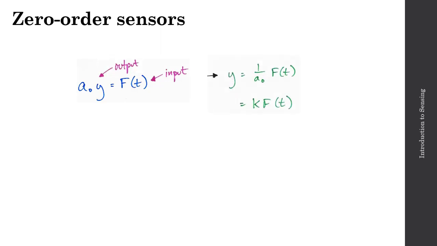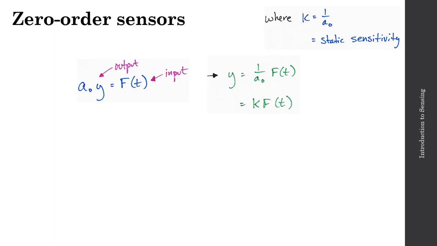Let's take a look at zero order sensors. A zero order sensor can be described by the following equation. So a naught, a sub 0 times y is equal to capital F of t. And here f of t is my input and y is my output. So I can rewrite this equation such that y is now equal to 1 over a naught times f of t, where I can think of 1 over a naught effectively as the sensitivity. So I can rewrite this as y equals k times f. And so k then is 1 over a naught, and that's the static sensitivity of this sensor.